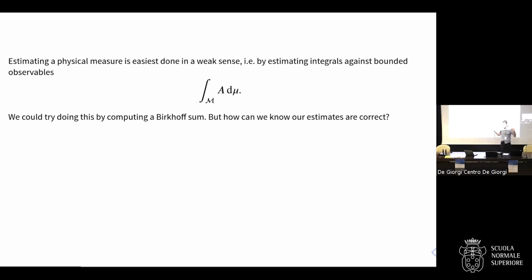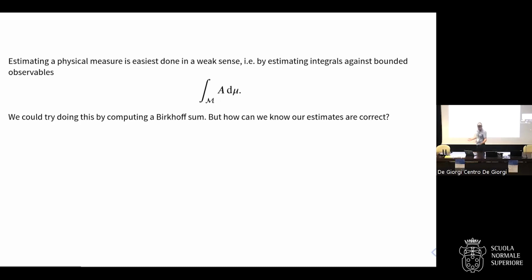Of course, these are measures, so the way that we usually access them, assuming that we don't know any extra structure about them, like maybe they're absolutely continuous, is by thinking about integrals with respect to actual functions, measures being kind of duals of functions in some sense. Okay, so we would like to estimate this, let's say for some function A. We can try and do this using a Birkhoff sum.